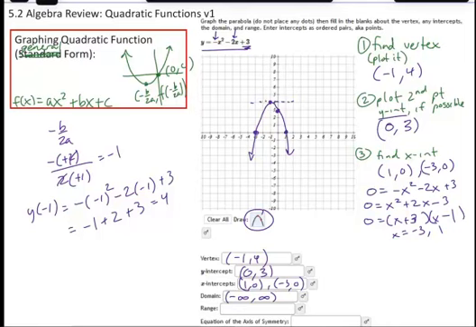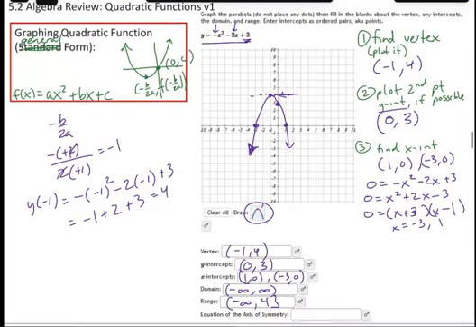This time, since my graph opens down, the limiting value is my upper value. I have a maximum here. So when I write my intervals, I start with the lower value first. Is there any limit to how low this goes? No, so negative infinity with a parenthesis. But the highest value of my y's is right here, and what is that number? 4, and there's a bracket there because it does include that 4.